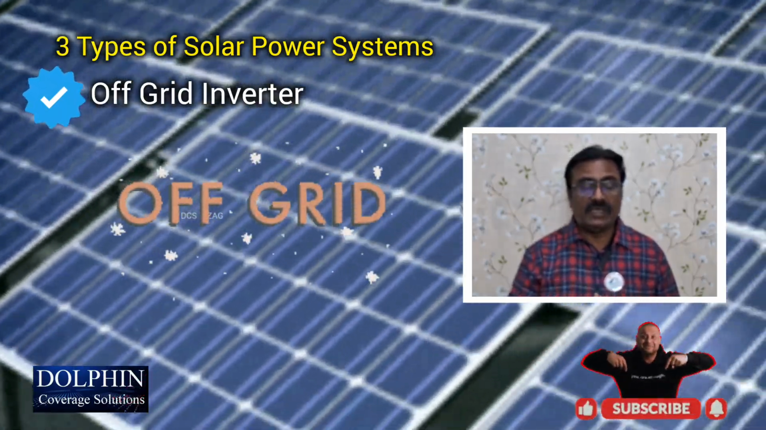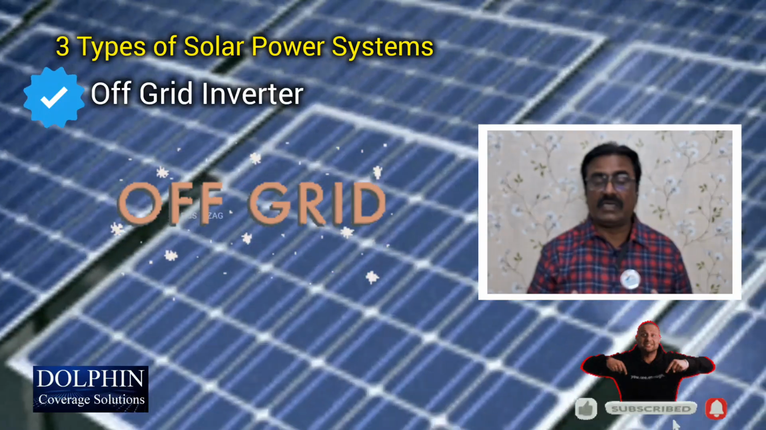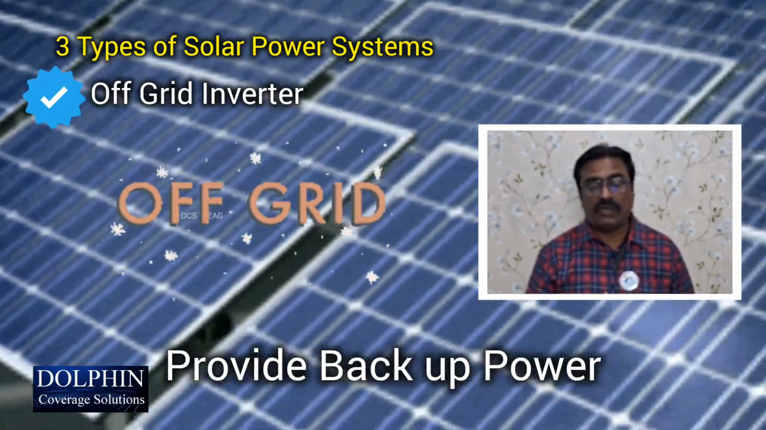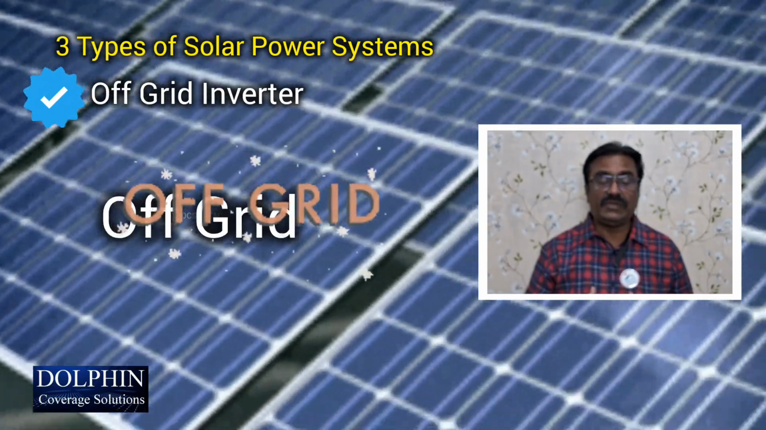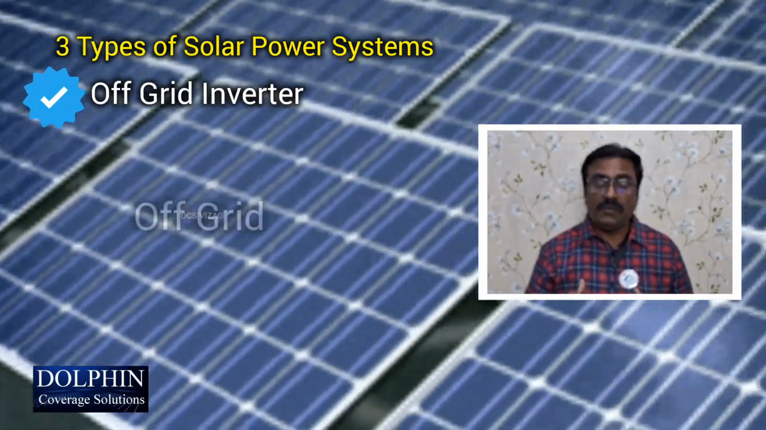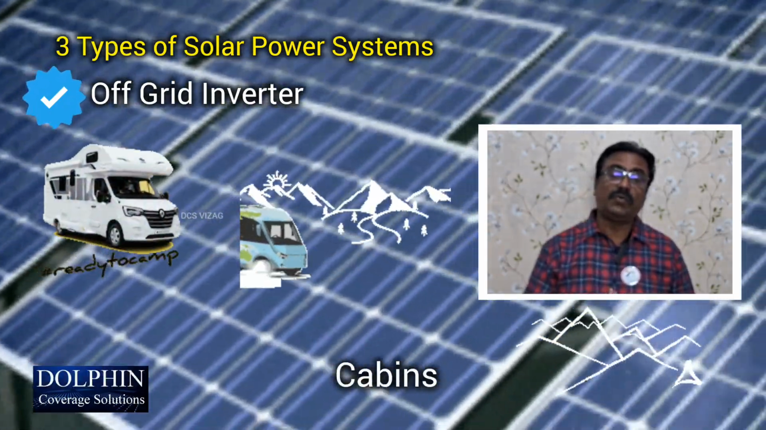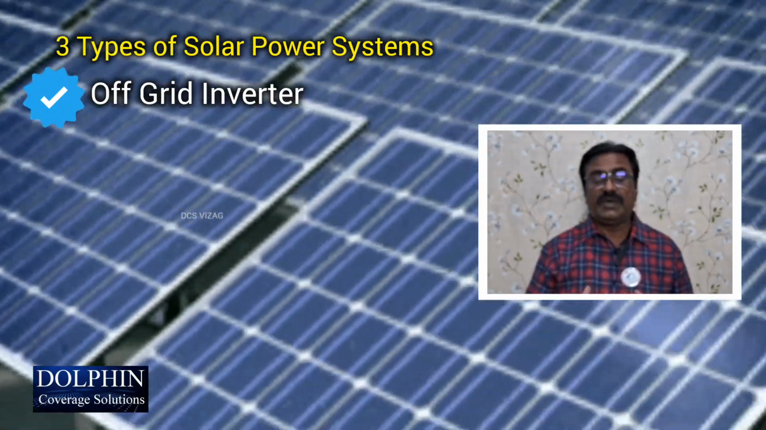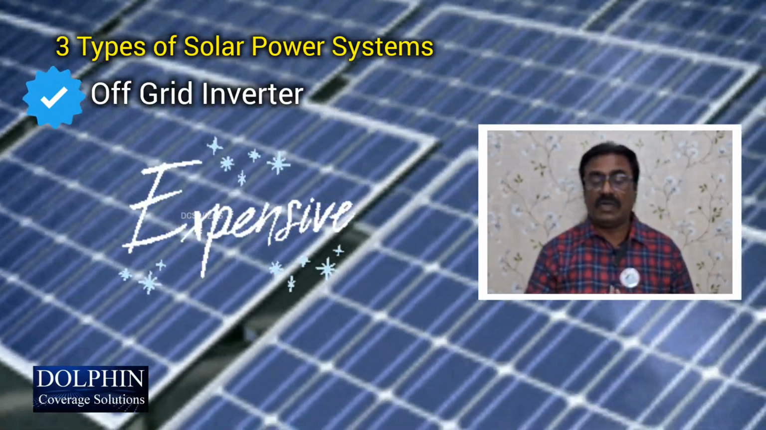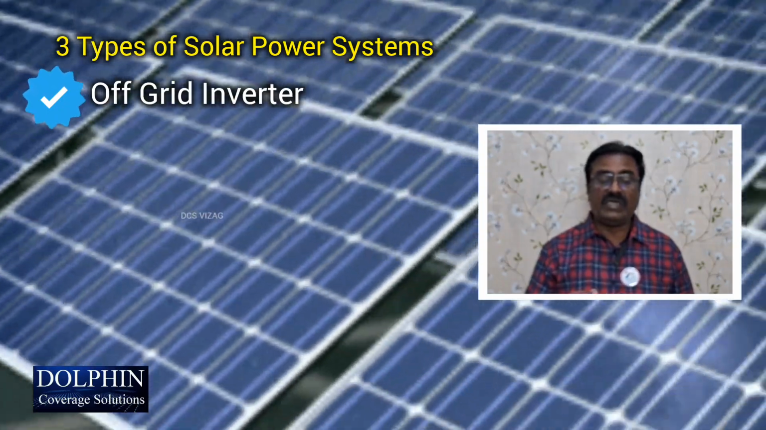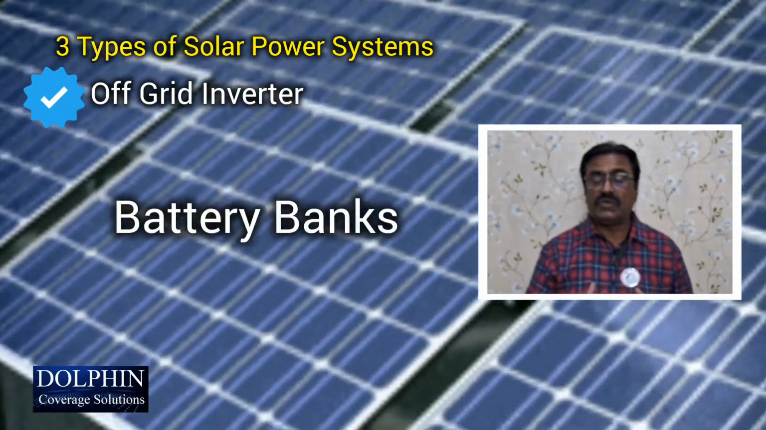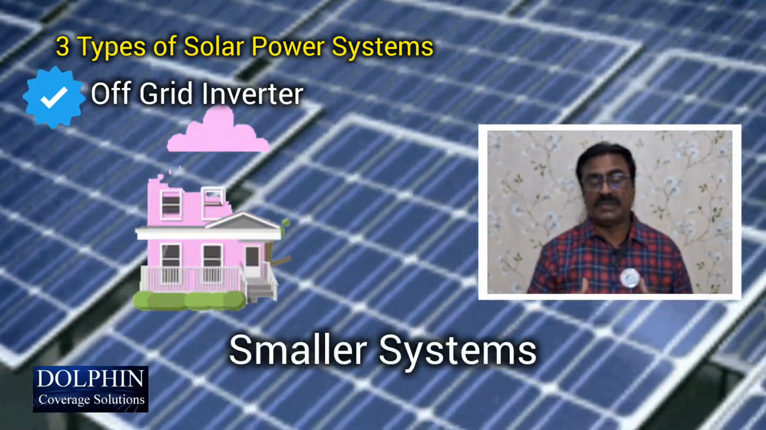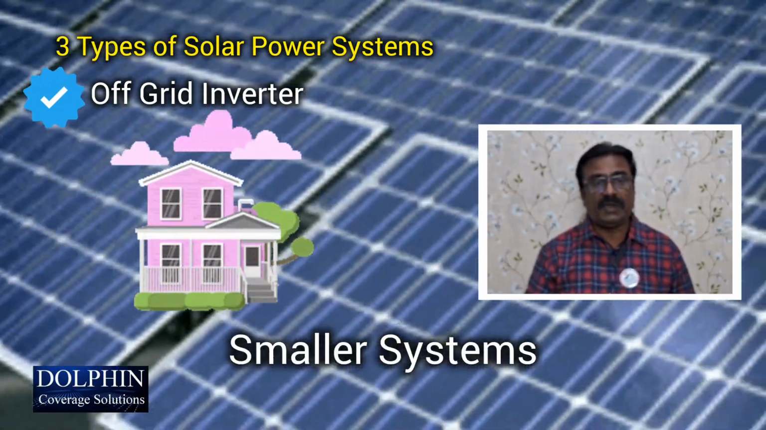The features of off-grid inverters: they provide complete autonomy from the grid. They can provide backup power during grid outages. Off-grid inverters can be used in various applications including remote homes, cabins, and roaming vehicles. The limitations: off-grid inverters are typically more expensive than on-grid inverters. They require battery banks to store excess energy. They are designed for smaller systems and may not be suitable for larger applications.